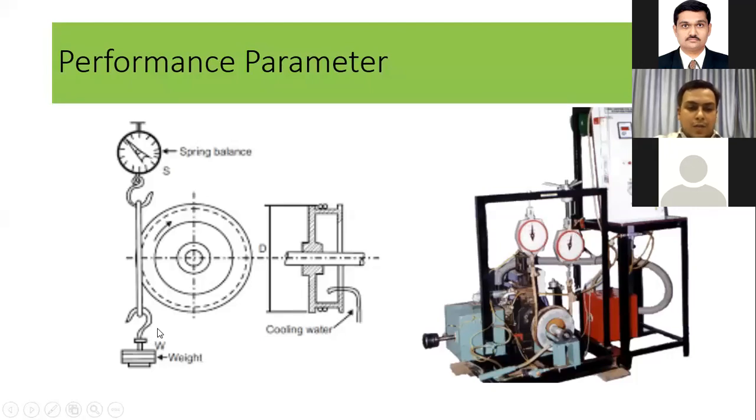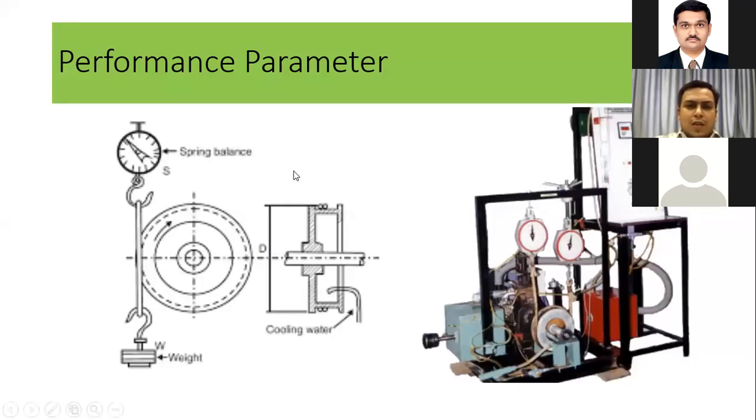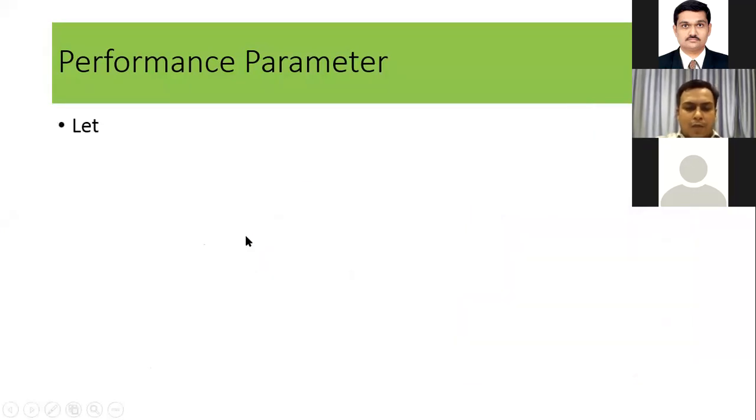Here in this figure we have the dead weight, which acts in the downward direction, and the spring balance is acting in the upward direction. Similarly, one end is fixed, another end is moving. So how can we calculate the power with the help of this kind of dynamometer? This is generally used in actual practice. We only use this kind of rope brake type of dynamometer.